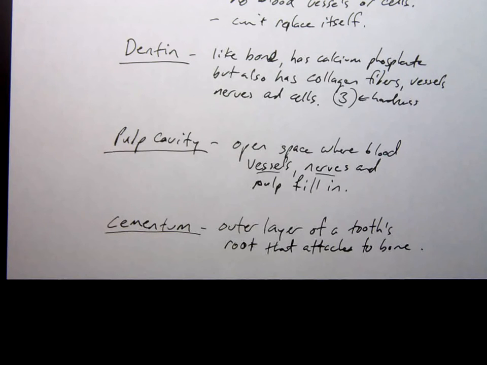Maxilla. Yeah. How about the jawbone? What's that called? Mandible. So all of your teeth are either in the maxilla or the mandible. They're embedded in there. Those roots are in there.